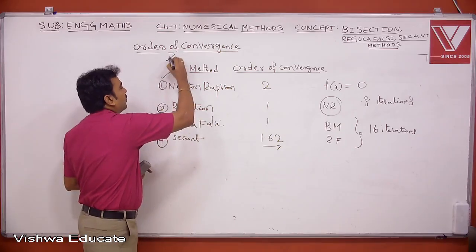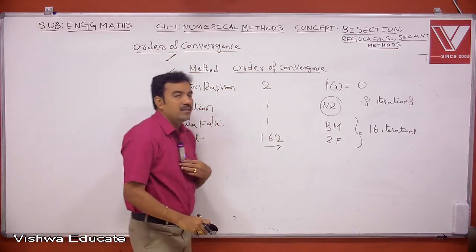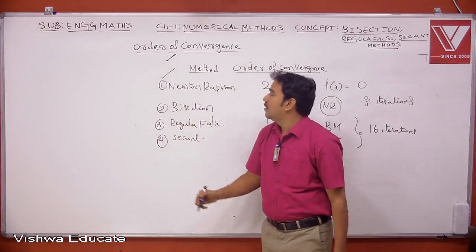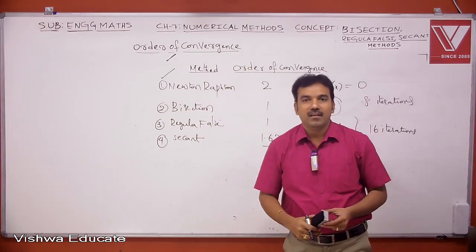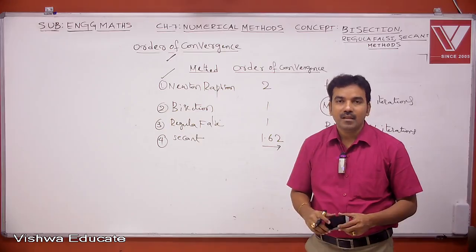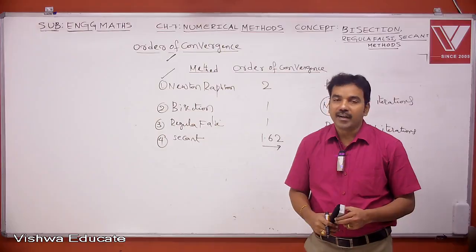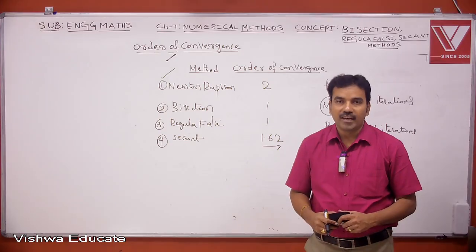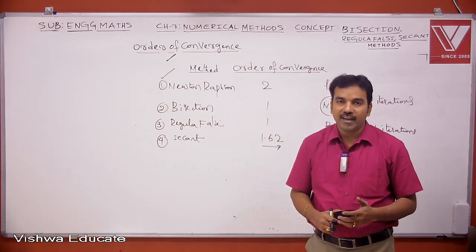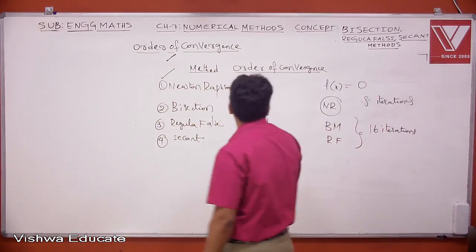So first write the definition of order of convergence. Order of convergence is defined as the speed at which the iterative method converges to the root of an equation. Now you can have this tabular form.